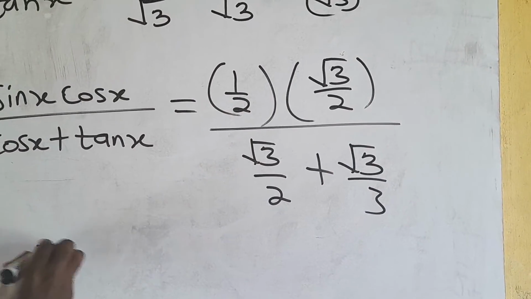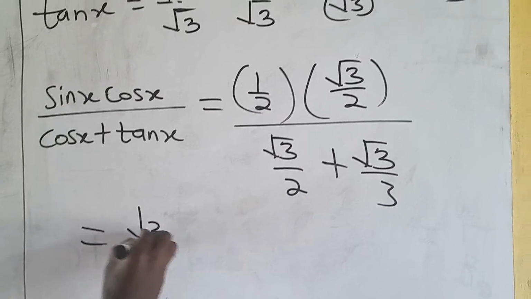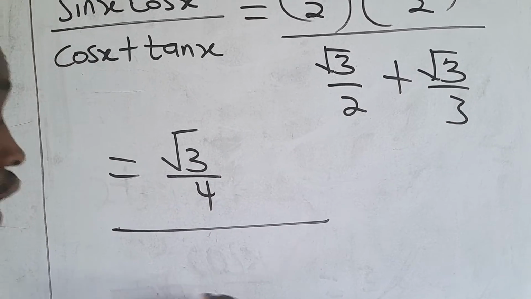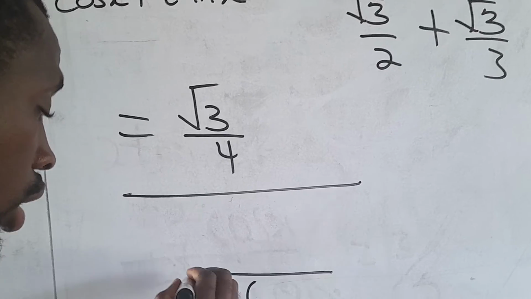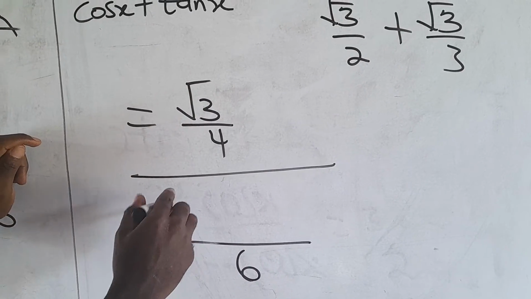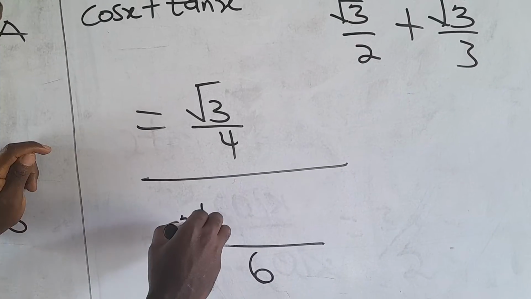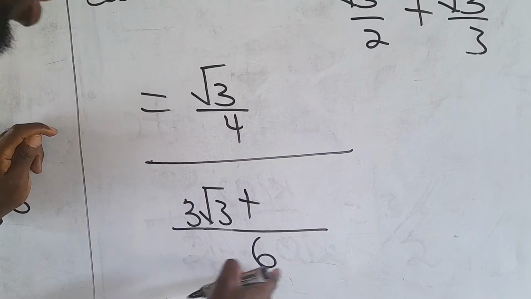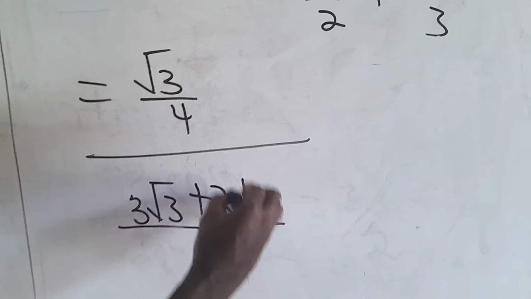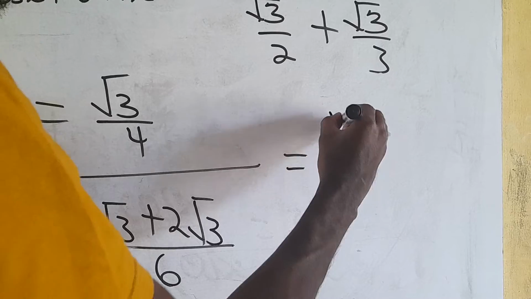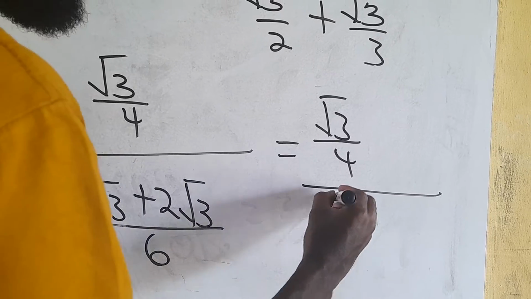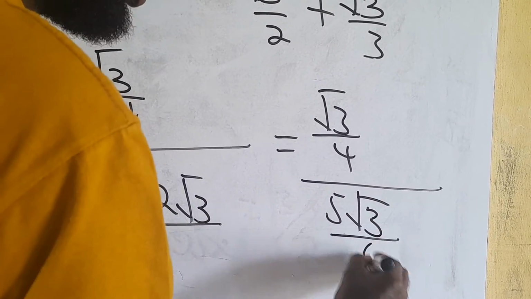So when we evaluate that, 1 times root 3 will be root 3, then 2 times 2, that will be 4. All over, we'll find the LCM. The LCM of 2 and 3 is 6. 2 will go into 6 3 times, times 3 will be 3, times root 3 will be 3 root 3. Plus 3 will go into 6 twice, times root 3 will be 2 root 3. So when I evaluate this, we'll have root 3 over 4 all over 3 root 3 plus 2 root 3, which will be 5 root 3 over 6.